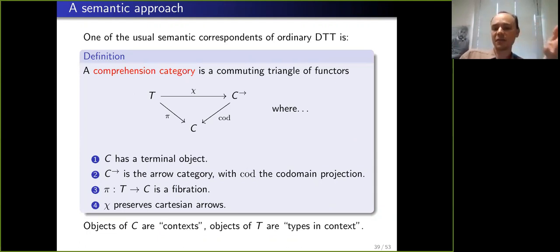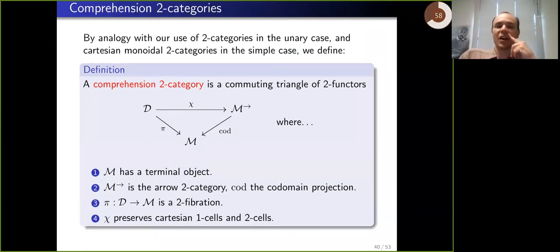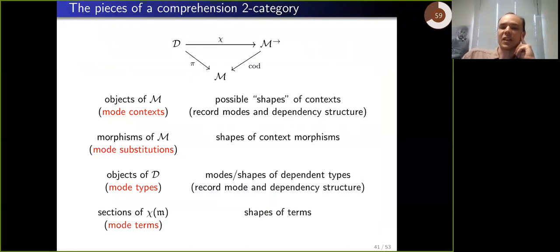So to get a semantic version of our theory for describing dependent type two theories, we'll categorify that. So we have a notion of a comprehension two category. Here now, the base is a two category of contexts. We have a fibration over it, which is now a two fibration, whose objects are modes in a mode context. And then we have a way to extend a mode context by a mode in that context.